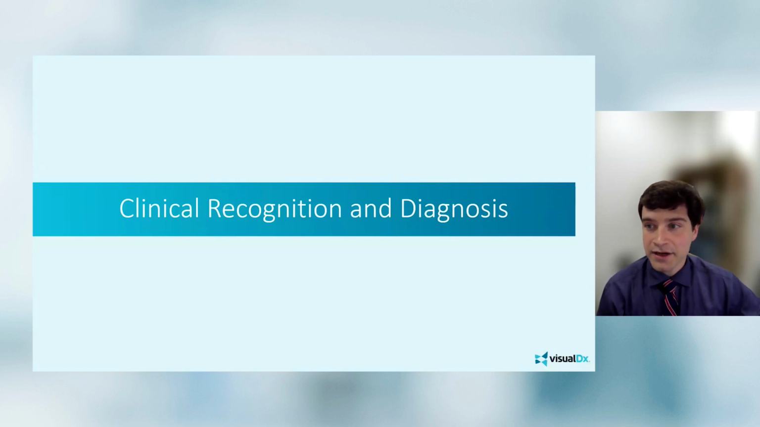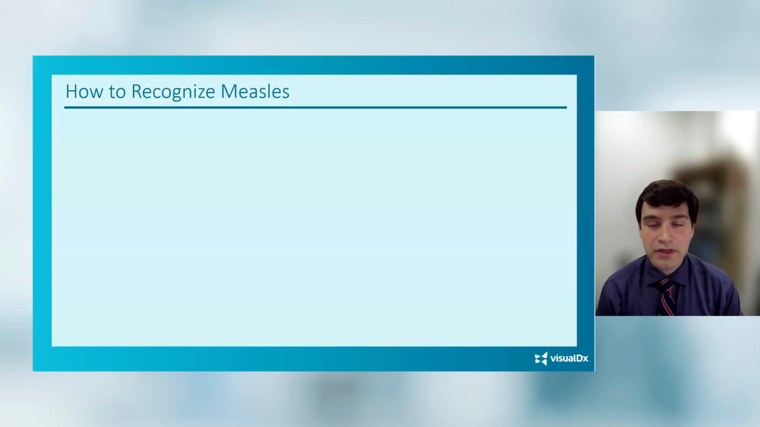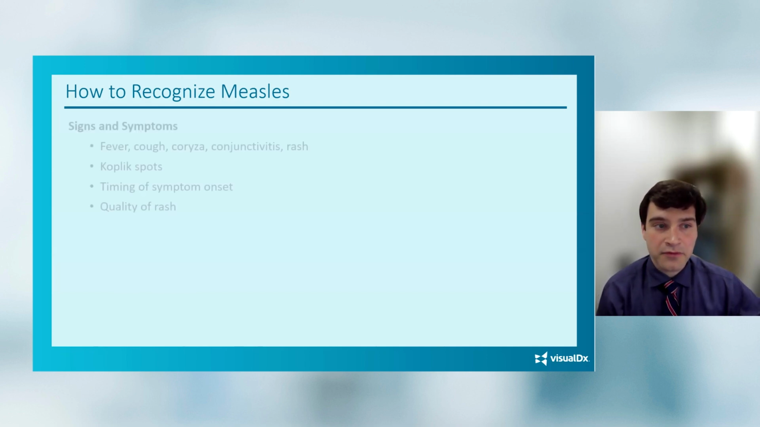So how do you recognize and diagnose measles? The keys to diagnosing measles are really the basic fundamentals in medicine. It's history and physical. And the rash alone isn't always going to be an indicator, because there are mimics and things that could look like measles. And so you really have to consider three different things when evaluating someone for measles.